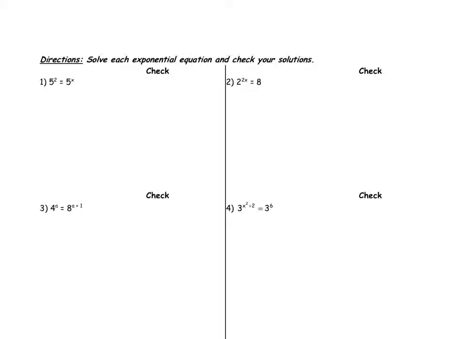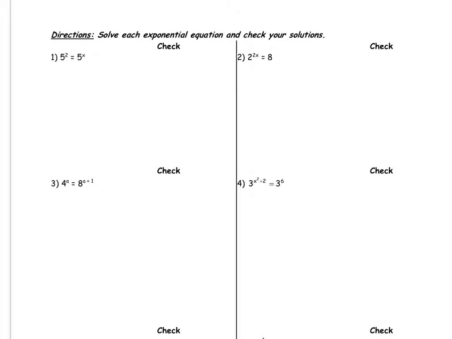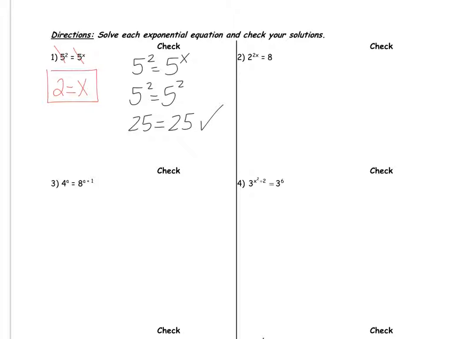Okay, so the first problem, nice and easy. The bases are the same, so we can conclude that 2 must equal x. Some people like to cross off the bases, it makes it easier to see. If the bases are the same, they cross them off and set the exponents equal to each other. A check would be as simple as rewriting the original equation and substituting my value for x. X is 2, 25 equals 25. Done.